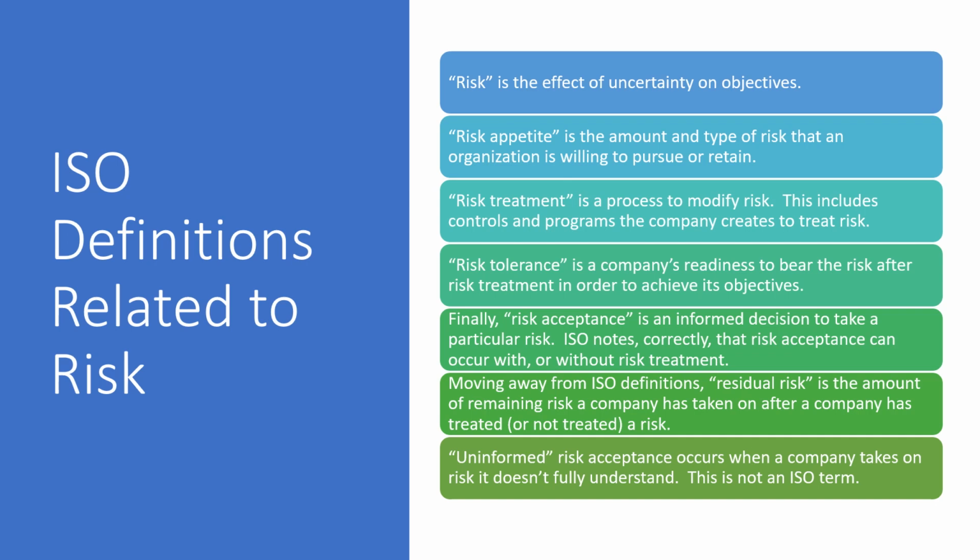One concept that is implicit within the ISO definitions, but not defined by them, is uninformed risk acceptance, which is when a company takes on risk it doesn't fully understand. And that can occur because it doesn't understand the level of risk or, frankly, the type of risk. And it's important to note that both of those things need to be understood for a company to make an informed decision about a particular risk.